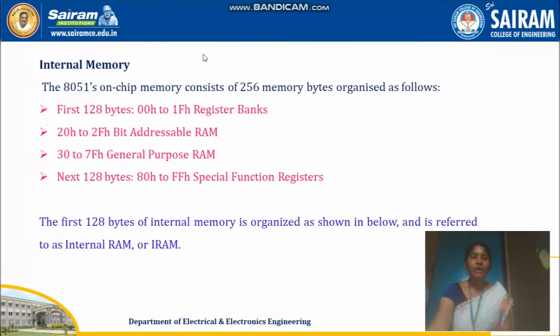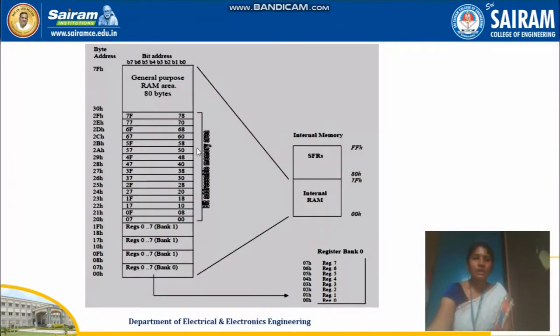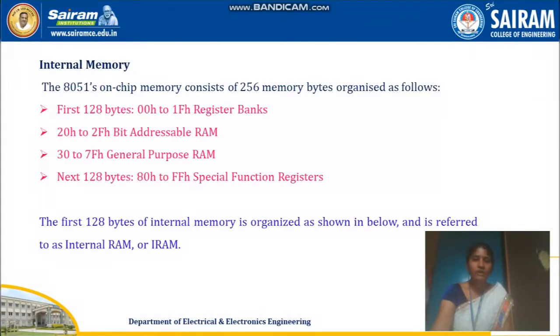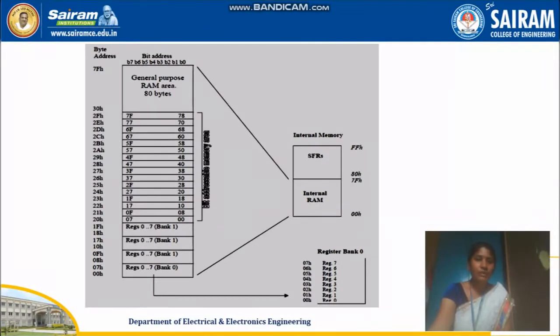Next is your internal memory. As we discussed earlier, we have register banks. Register bank addresses are from 00H to 1FH. You can see in this figure, register bank 0, register bank 1, register bank 2, and this is register bank 3. So the address is from 00 to 1F, and the bit addressable area is from 20H to 2FH. From 30H to 7FH, it is your byte addressable area, that is 80 bytes out of a total of 128 bytes of internal RAM.